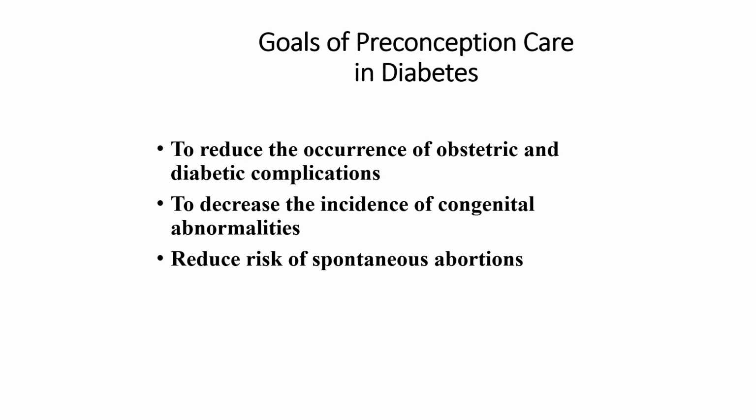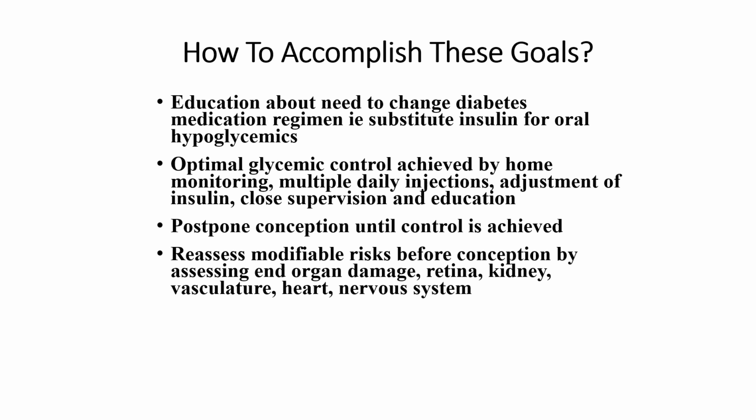And the goals of preconception care in diabetes mellitus include reducing the recurrence of obstetric and diabetic complications, decreasing the incidence of congenital abnormalities, and decreasing the risk of spontaneous abortions. And how can we accomplish these goals? Educate about the need to change the diabetes medication regimen and tell her to substitute with insulin. Oral hypoglycemics should be substituted with insulin, and optimum glucose control should be there. Before the starting of pregnancy the glucose level should be under control, and if it is not coming under control, it is better to postpone the conception.